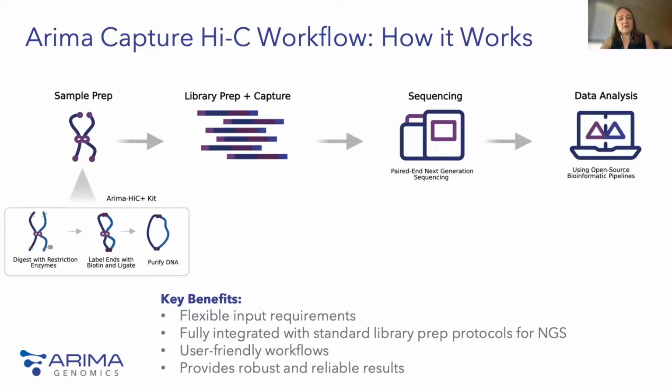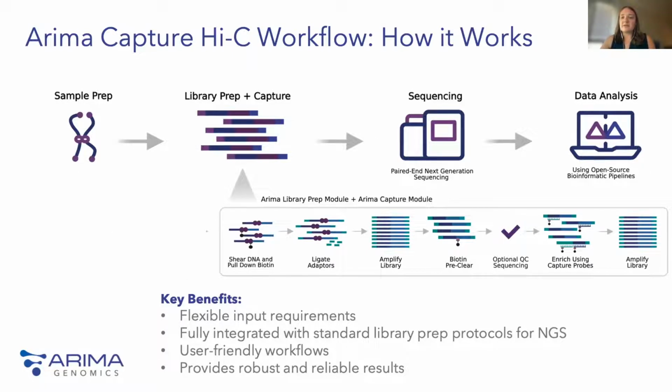So the workflow for either promoter capture or custom capture Hi-C can be divided into essentially 4 different main components. The first step is the sample preparation using the Arima Hi-C kit. I don't have time to talk about the details of the protocol today, but the important thing to note here is that this module allows us to isolate the DNA while retaining that all-important 3D information that we're interested in.